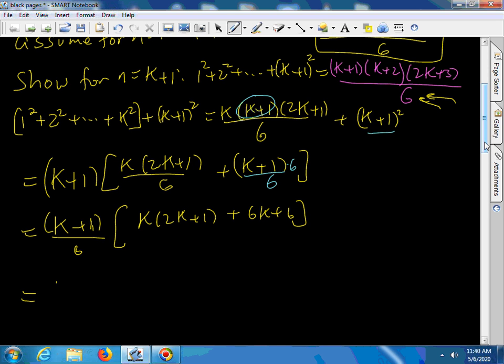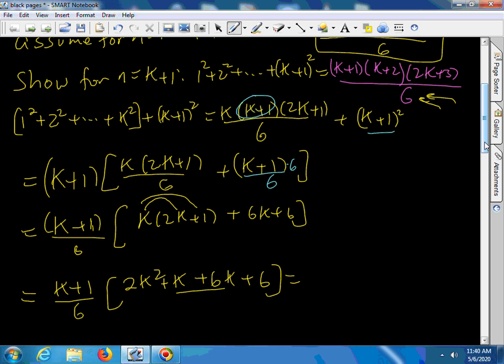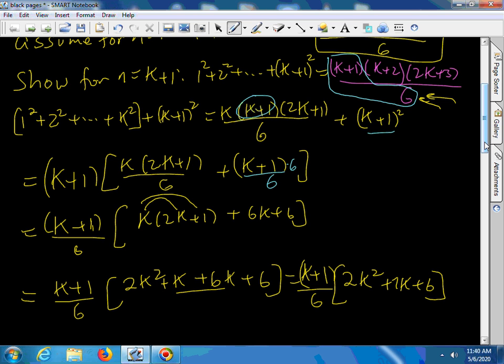Alright, let us distribute. You have 2k squared plus k plus another 6k plus 6. Let's combine those like terms. You have k plus 1 over 6 times 2k squared plus 7k plus 6. So let's see, right now we have this part. There it is.